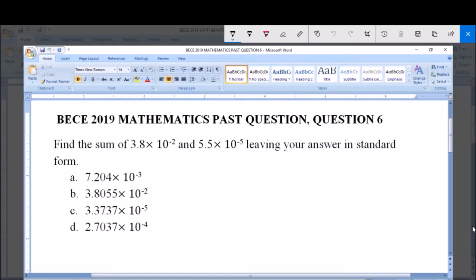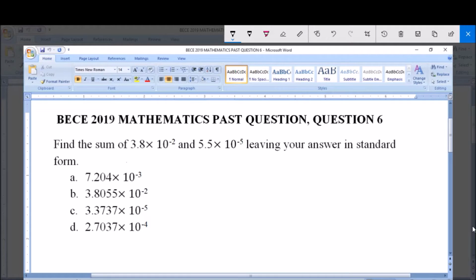Good day and welcome. Today we're going to be looking at BECE 2019 Mathematics Past Question 6. Find the sum of 3.8 times 10 raised to the power of minus 2 and 5.5 times 10 raised to the power of minus 5, leaving your answer in standard form.